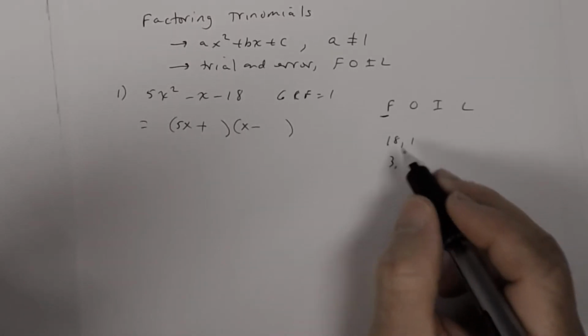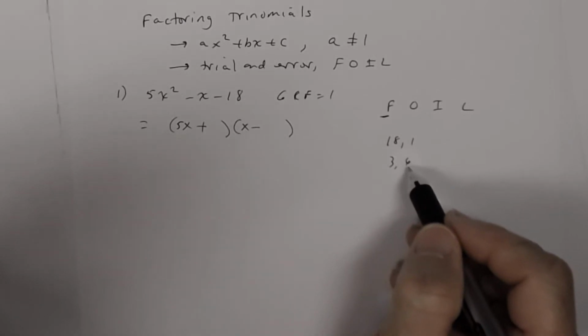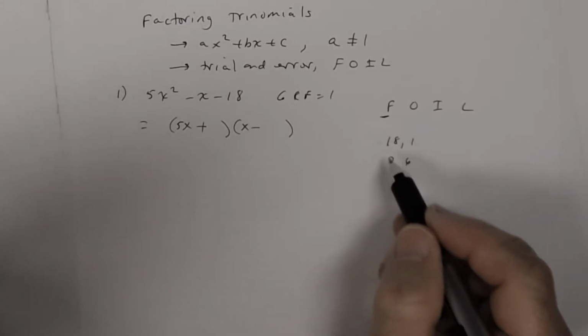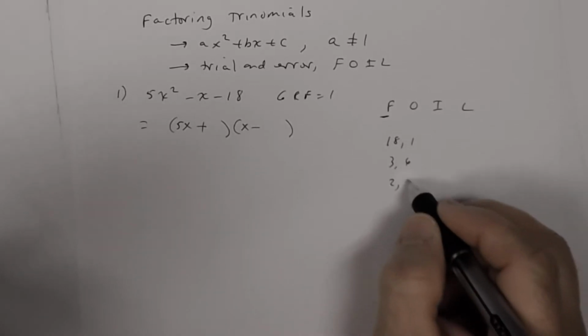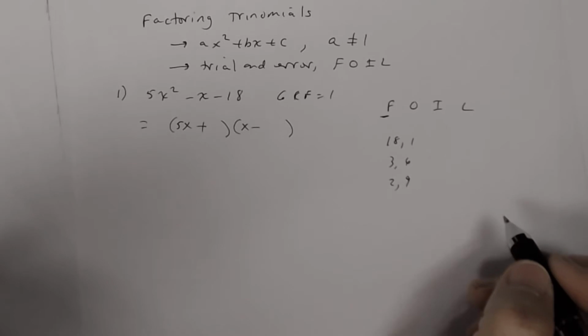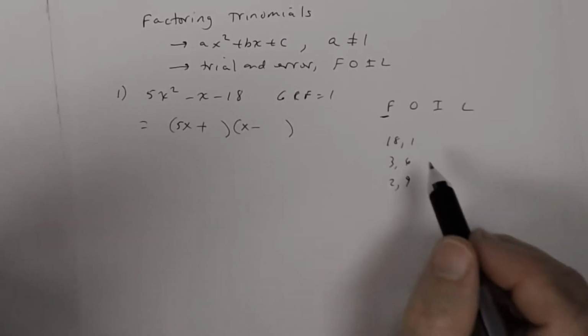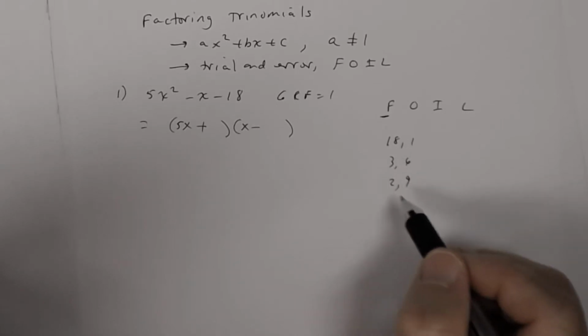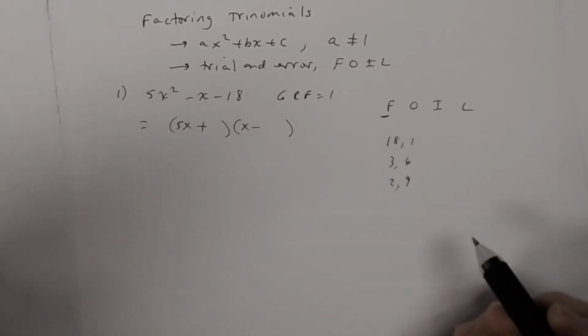Now here's the question. Are those the only two? No, because if you look at 6, isn't 6 3 times 2? And I don't have a 2 listed anywhere. So let's put a 2. So 2 times what is 18? Well, 2 times 9 is 18. And that should take care of all your possibilities. So those are the only pairs of factors whose product is 18.